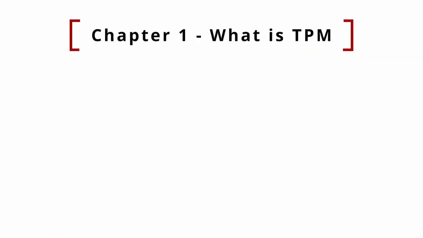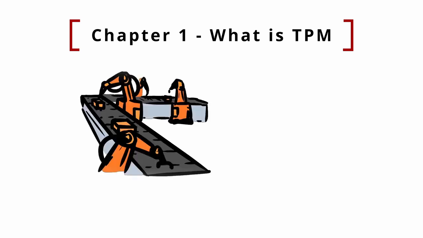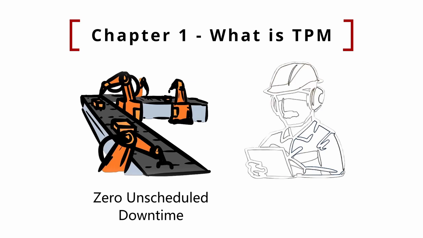Chapter 1. What is TPM and why it matters? The purpose of the TPM is to have zero unscheduled downtime. To achieve this, the TPM aims to have only planned downtime, for example, for preventive maintenance. The key to TPM success is to perform preventative maintenance effectively and efficiently.